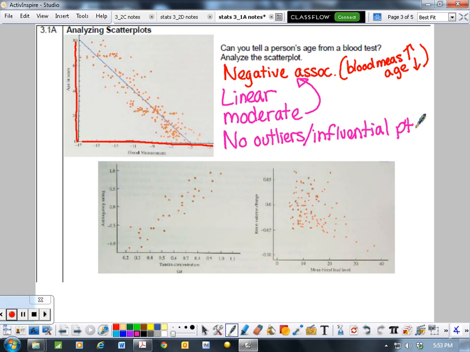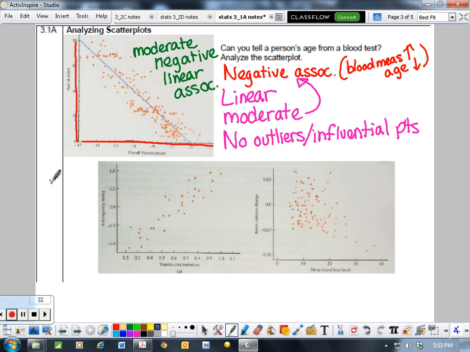So if I were to make my final description here, I would say that this is a moderate, negative, linear association. And that'd be my final description.